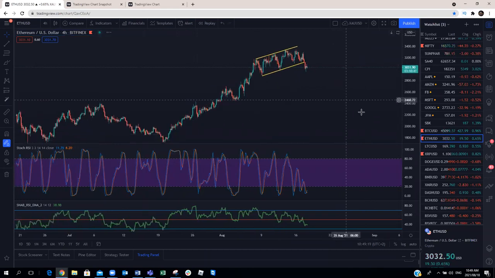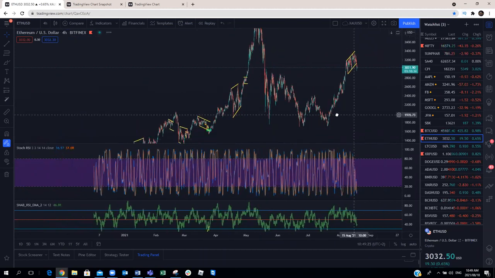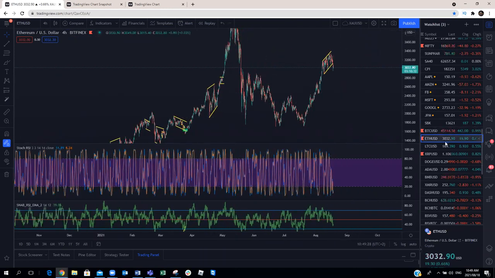Mark says the target is 2550. Not sure what you're basing that on. Did you do a fib level on that? Is that a 38% or a 50% or 61%?